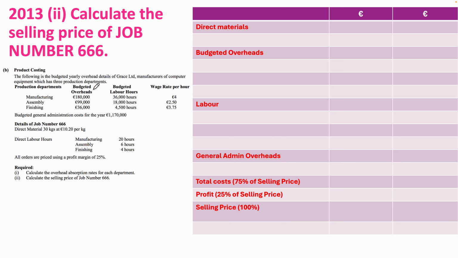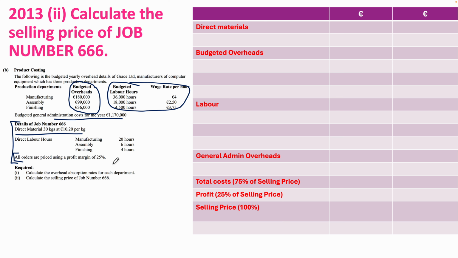So look, you do have budgeted overheads, okay? You do have labour, okay? You'll have to work that out. You do have admin costs, and you also have direct materials here, okay? So it's also saying to us later on that all orders are priced using a profit margin of 25%. So the details of the job are as follows.